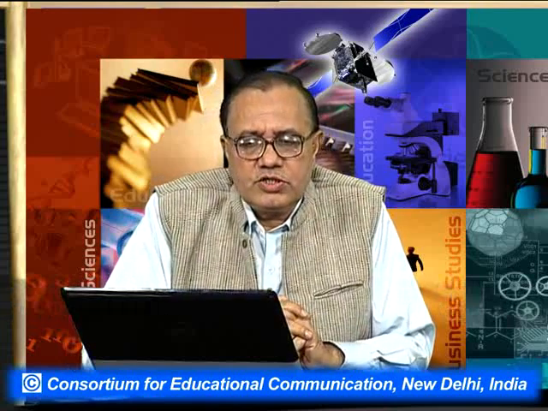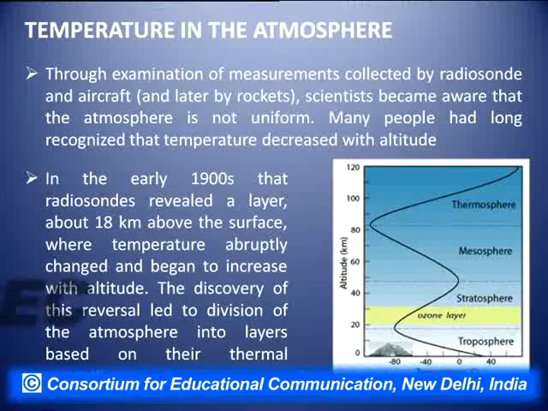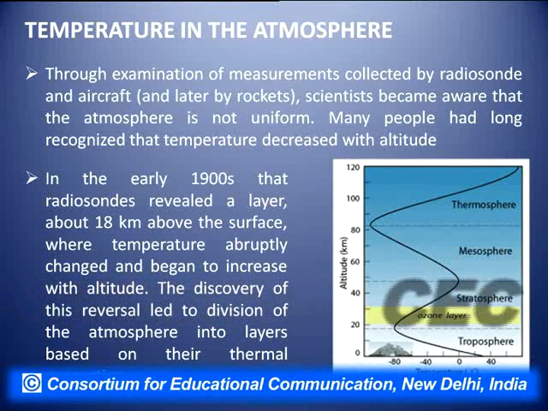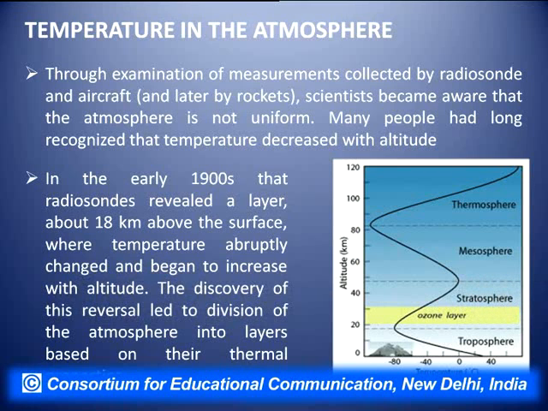Now I would like to discuss with you the temperature in the atmosphere, and I would like to suggest that you look at the diagram given on the slide. Through this diagram you can see how temperature decreases in the troposphere with increase of altitude. Then in the stratosphere it increases with increase of altitude. Then in the mesosphere it decreases, and then in the thermosphere it increases again. So it is a very typical phenomenon, the relationship between temperature and altitude.